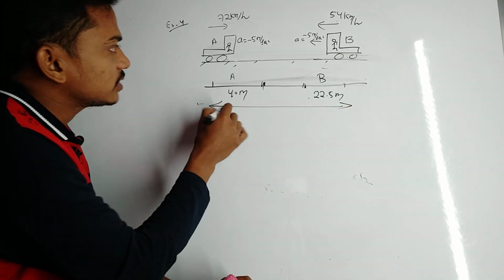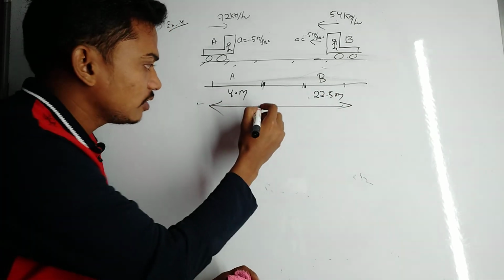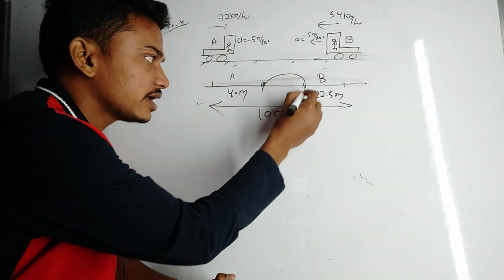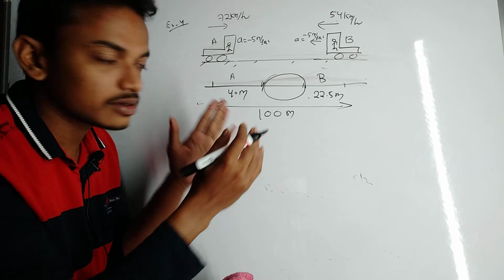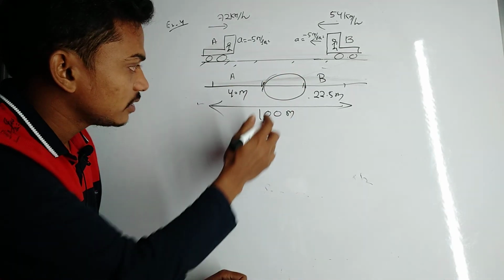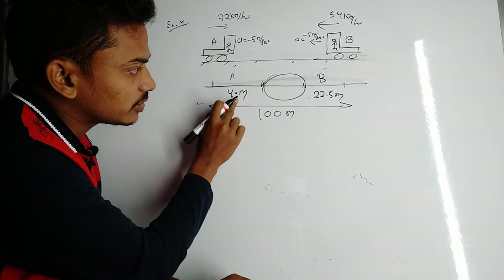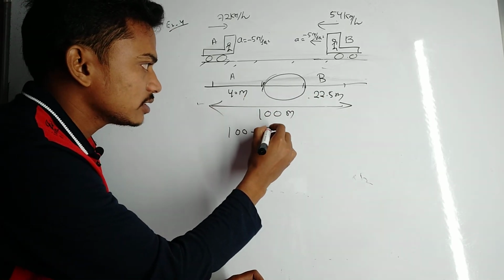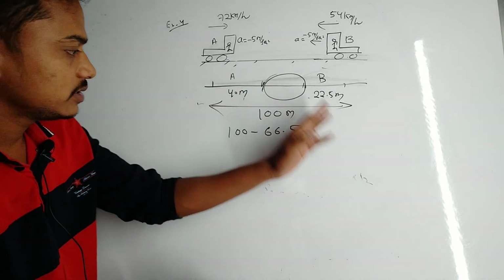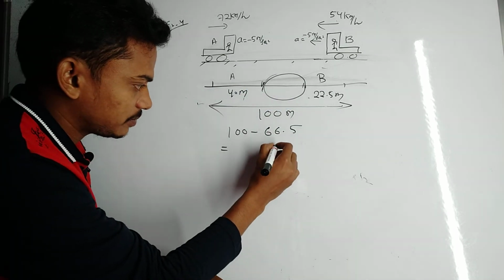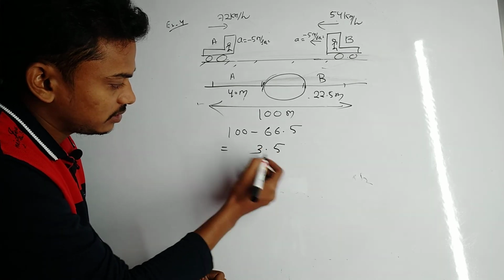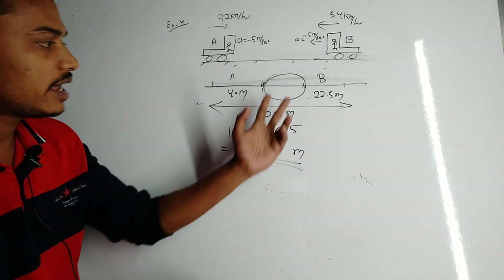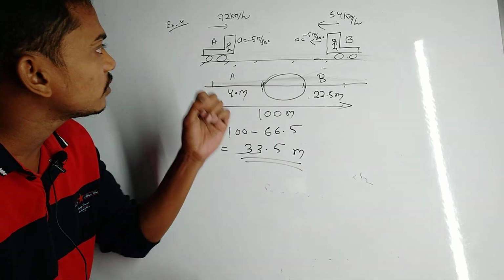And in the question the total distance when they spotted each other was 100 meter. So you see there is a gap between truck A and B after they stop. This is 40 and this is 22.5. So this gap is 100 minus 40 plus 22.5, that is 62.5, so the gap is 37.5 meter. Okay, the gap is positive, so there will be no chance of accident.